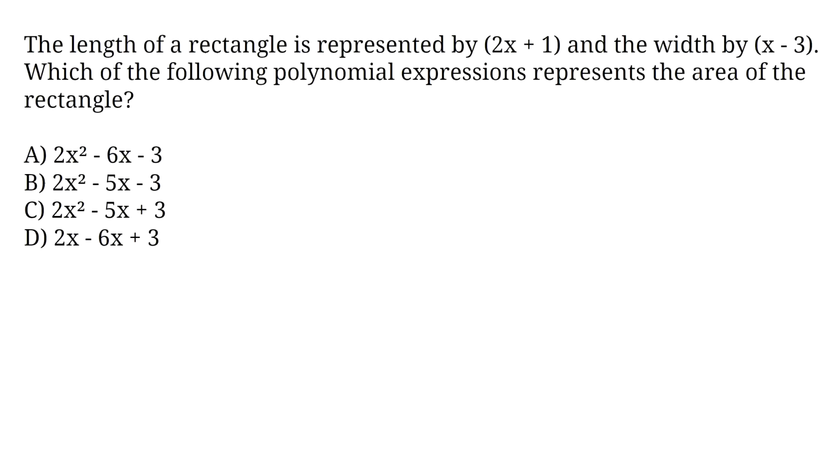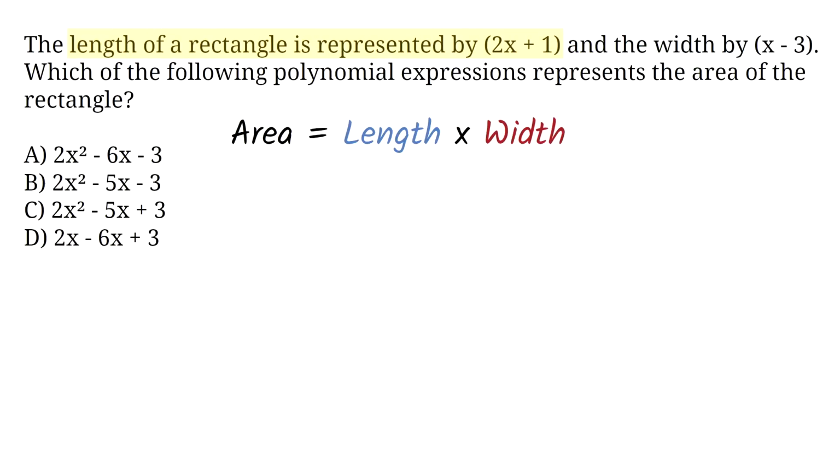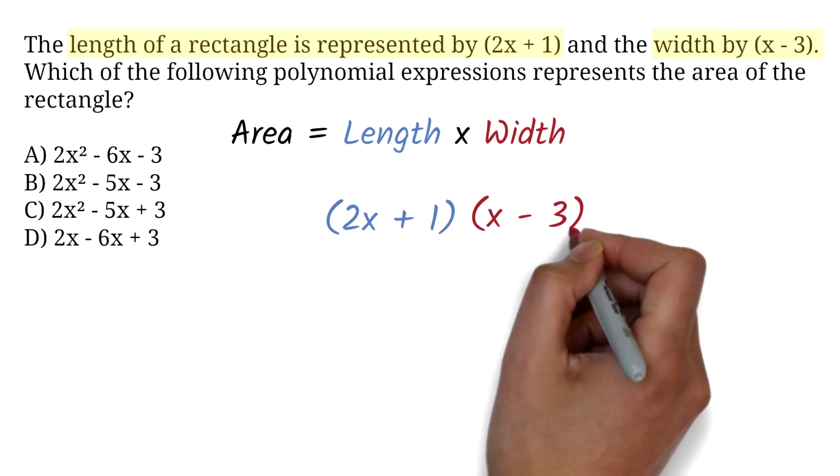To solve this question, you have to be familiar with finding the area of a rectangle, and you must also know how to multiply and simplify polynomials. The formula for finding the area of a rectangle will be given to you on the GED formula sheet. It is length times the width. In this question, we are told that the length is 2x plus 1. We can put it in place of the length here. We are also told the width is x minus 3. We replace the width with x minus 3.